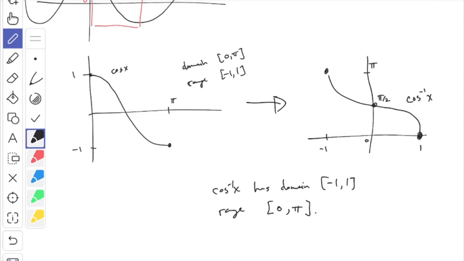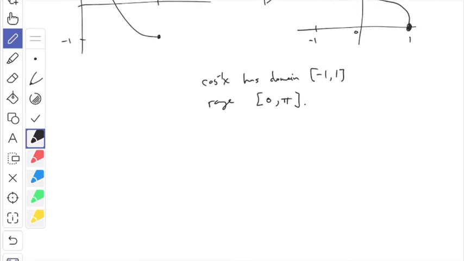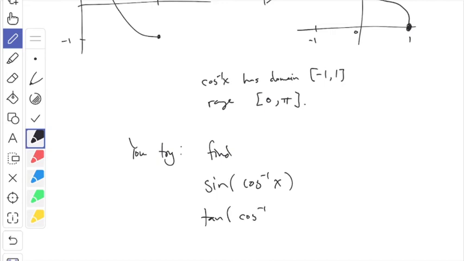We got 10, 12 minutes. I want you guys to try to find sine of inverse cosine of x and tan of inverse cosine of x. You should be able to do this in the same way that we just did something like cosine of inverse sine of x. You make a triangle. Try and set up a triangle. Label some sides with x's and whatever. See if you can copy what we did before.